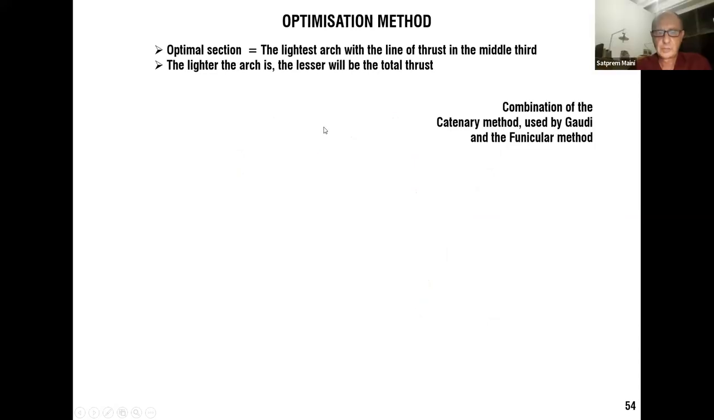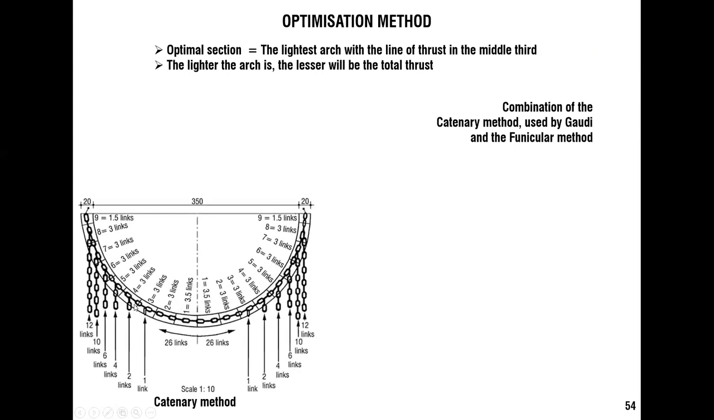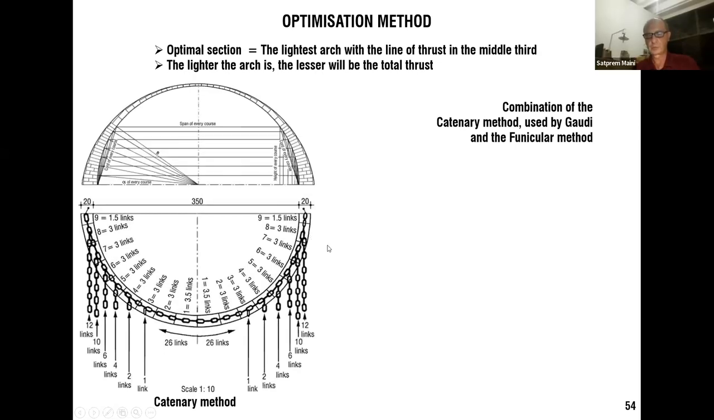So now we see the optimized method that we have developed, which is a combination of the Gaudi method with the Biscaterini method and the funicular method. What we try to do here is to have the lightest as possible with the line of thrust in the middle third of the arch. Because if you have a very light arch, the thrust will be the minimum. So you draw again your catenary method like this, hang all the weights. And then you have, of course, some calculation that go very fast because you have a full method for that and need one section only for the method.